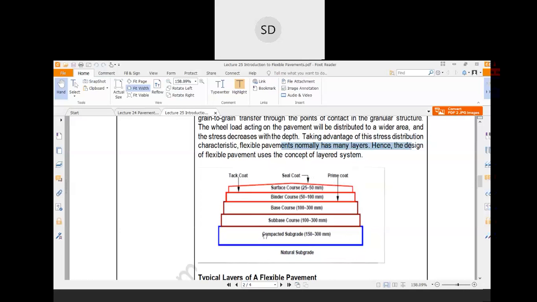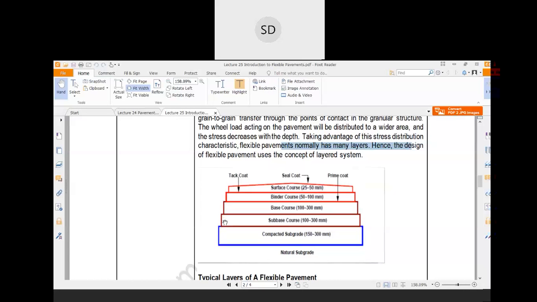called prime coat. Now, in the compacted subgrade, what happens if the natural subgrade is low in strength or not effective enough, or the bearing capacity is very low? In that case, compacted subgrade is used, and the minimum height or range of the depth would be 150 to 300 mm. After that, you will prepare one subbase course.